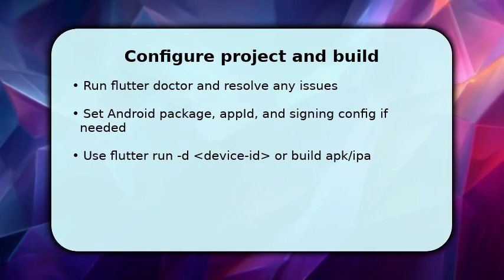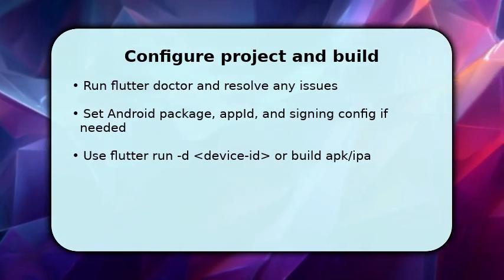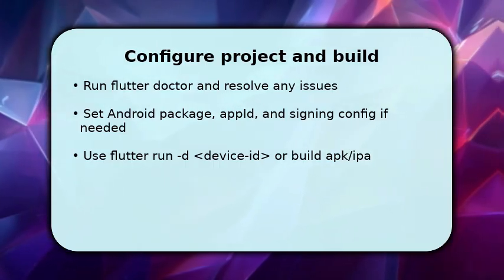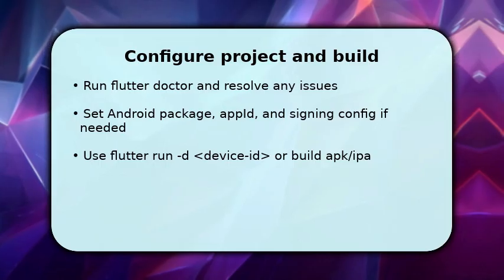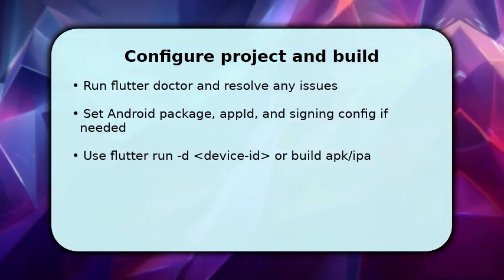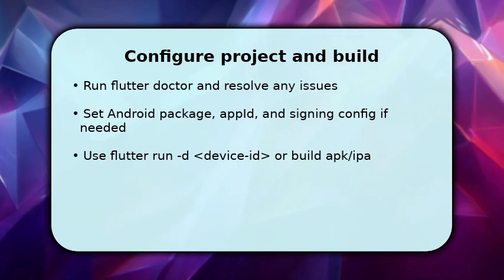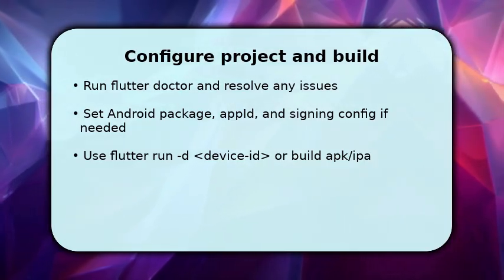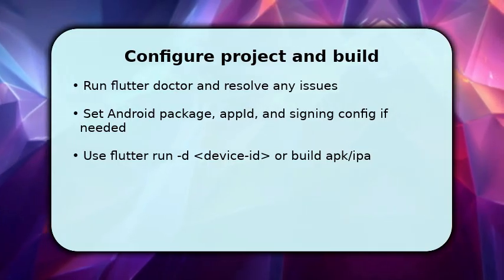You now configure the project and trigger a build. Run flutter doctor and fix missing components so the build toolchain is healthy. This explains why builds fail early. If Android signing or a custom package name is required, update android/app/build.gradle and the Android manifest. Signing lets you install release builds.